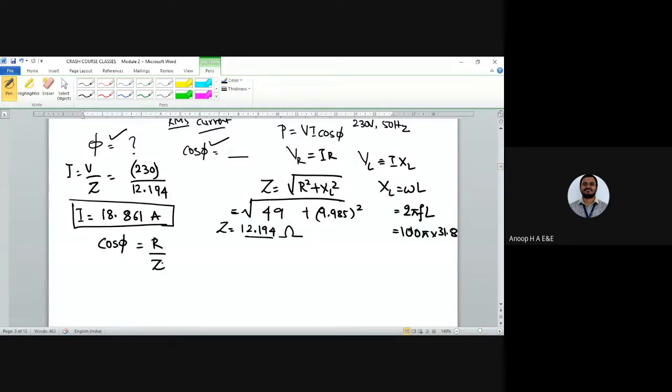Can you let me know the answer? What is R? 7 divided by 12.194. What is it? 0.574. So you can say that the power factor, is it leading or lagging? Sorry, 1 minute. It is an RL circuit. Yeah, so it's a lagging circuit.